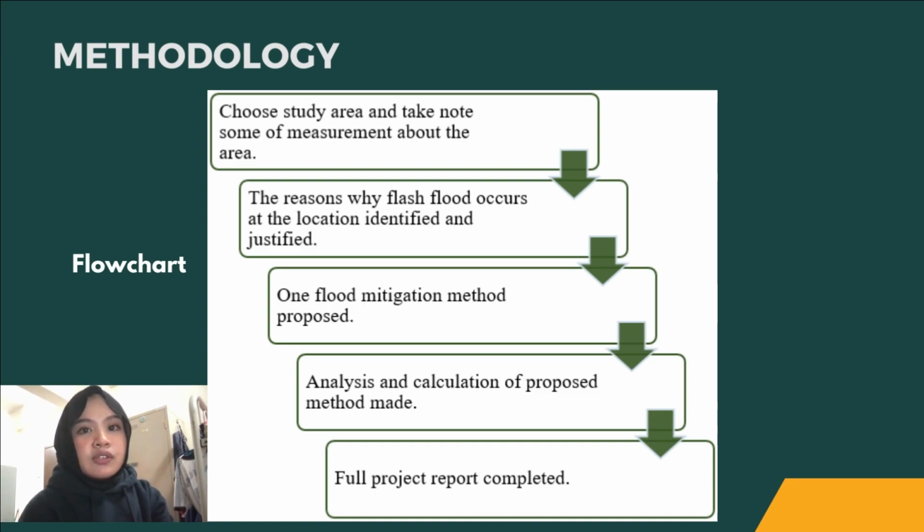So this is our flowchart for this project. First step, we choose our study area, and then we go for a site survey and take note of some measurements about the area. Next, we identify and justify the reasons why flash floods occur at the location. Proceed with one flood mitigation method proposed, and then analysis and calculation of the proposed method are made, and the last one is the full project report completed.